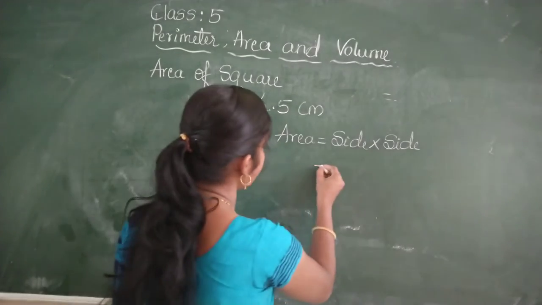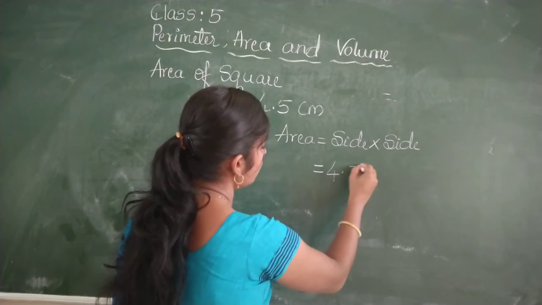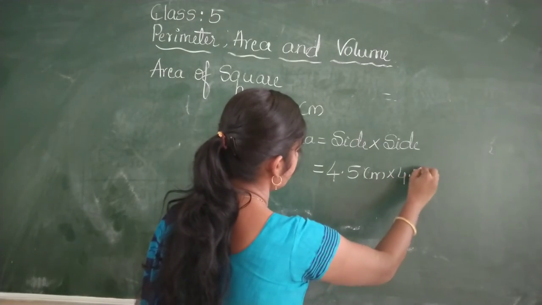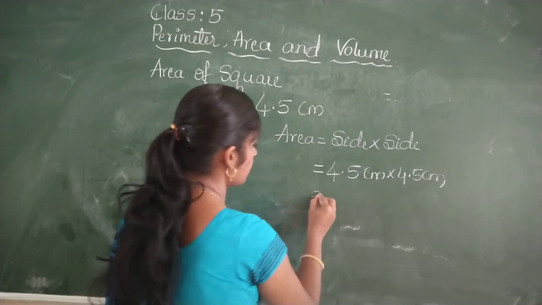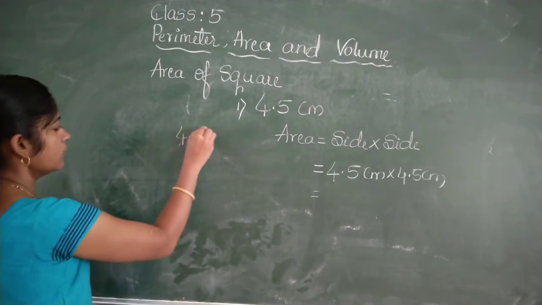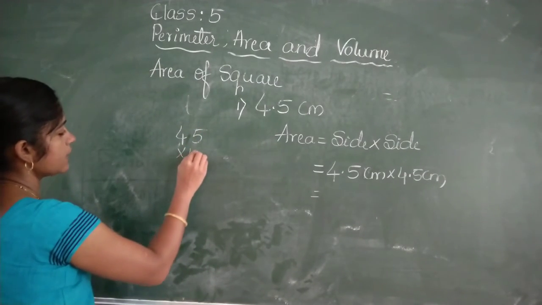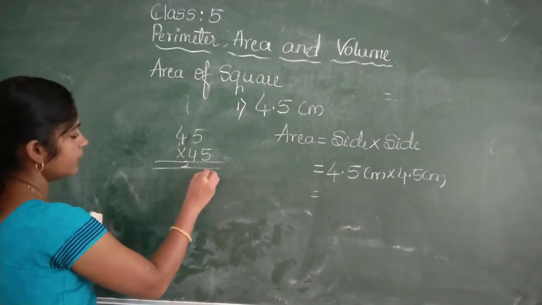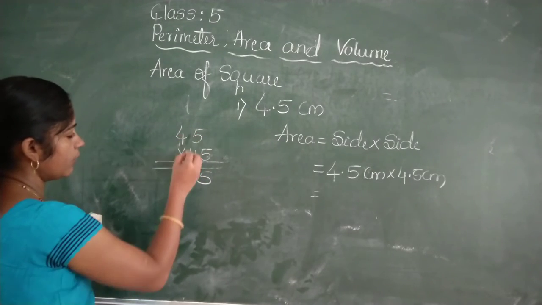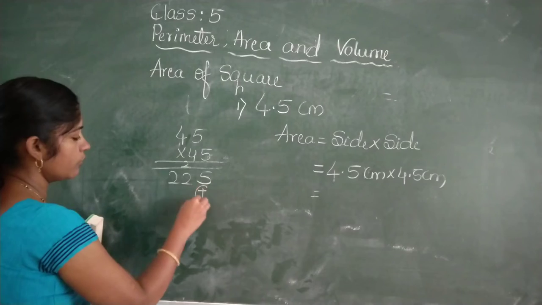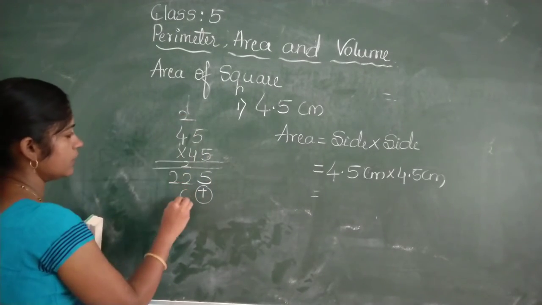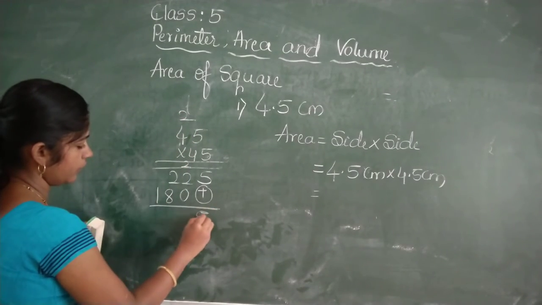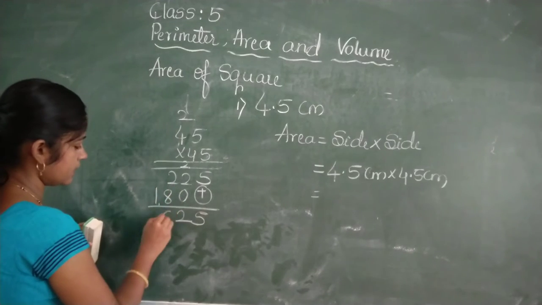So take here the first example, 4.5. How much is the side? 4.5 centimeter into 4.5 centimeter. Okay, so multiply this 4.5. For the time being you ignore the point and take it as 45. 5 5s are 25, 5 4s are 20, 20 plus 2 is 22. Again you leave one place, 4 5s are 20, 4 4s are 16, 16 plus 2 is 18. So write here 5, 2, 2 plus 8 is 10, 2.